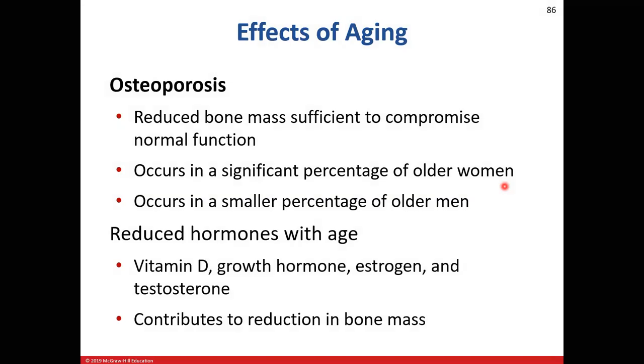Now, with osteoporosis, we have a situation where a reduced bone mass amount is sufficient to compromise normal function. It's going to occur in a significant percentage of older women, and it occurs in a smaller percentage of older men. But one thing we do see is a change in hormones as people get older. Vitamin D levels begin to decrease. Growth hormone decreases. Estrogen and testosterone levels are lower. All of these things then contribute to a reduction in bone mass.